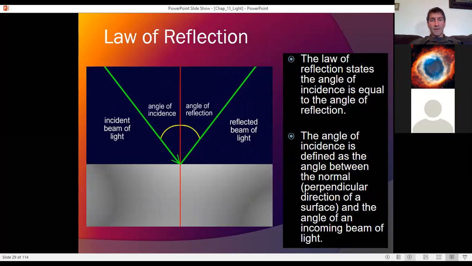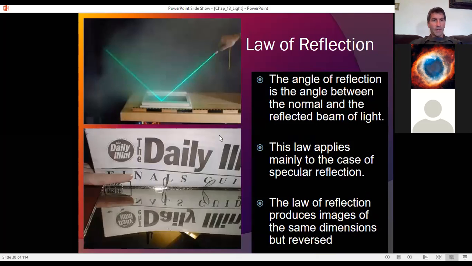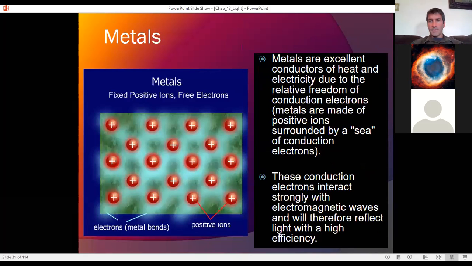So we say the angle of incidence is equal to the angle of reflection, and we can actually see this with this green laser beam. That clearly is coming in at about a 45-degree, maybe 40 degree angle, and you can see it's coming out at the exact same angle. So that is the law of reflection. The angle that the light comes in is going to be equal to the angle that the light comes out.